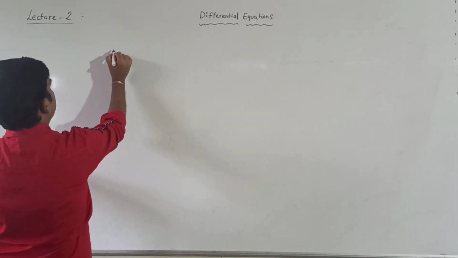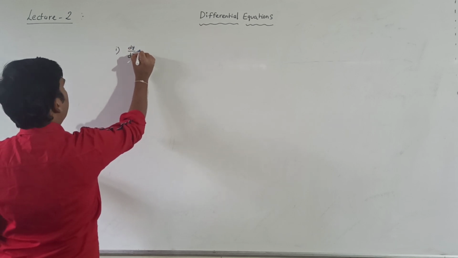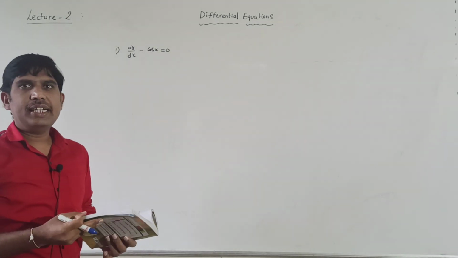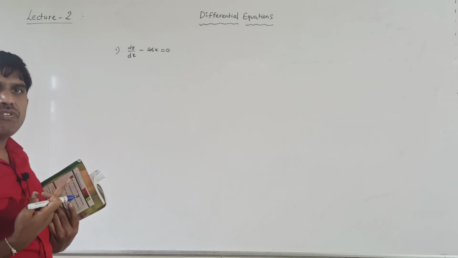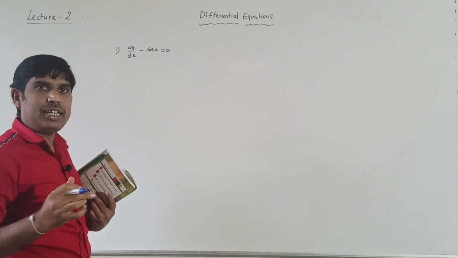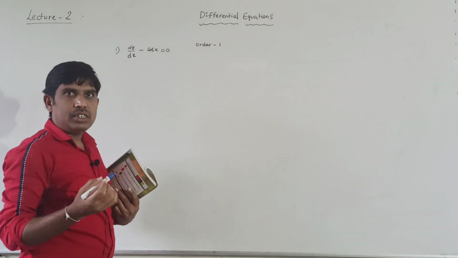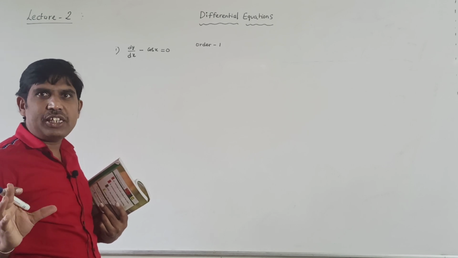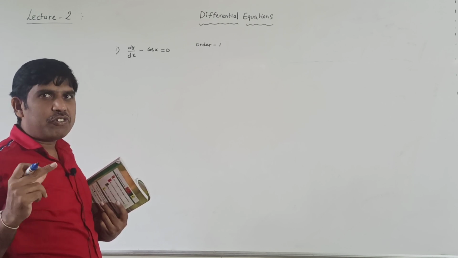Right, see here, first problem: dy/dx minus cos x is equal to 0. For this one, order and degree we have to find out. So it is a differential equation of first order. Why? Because here we have only the first order derivative, which is the highest order derivative. Therefore, what is the order of this differential equation? Nothing but 1. In the exam, just write down order 1. No need to give any explanation for this one. Just order is equal to 1. Now we are finding the degree.